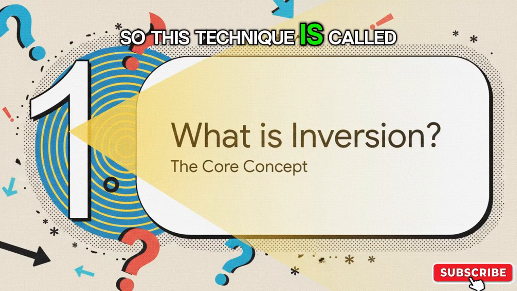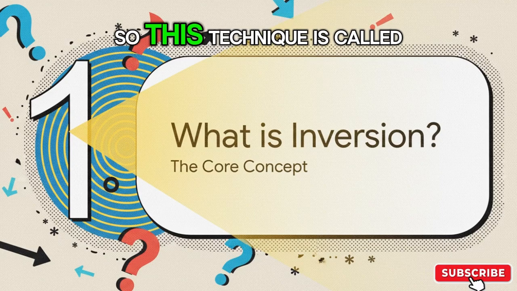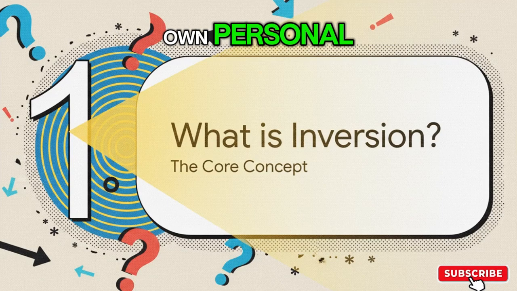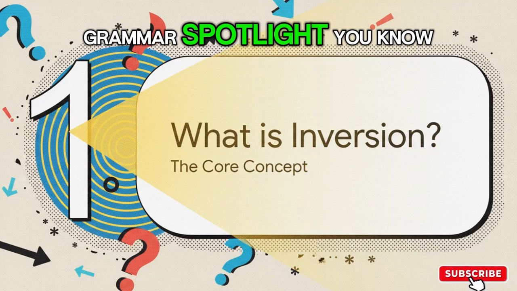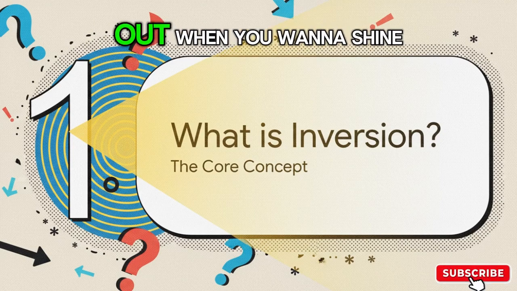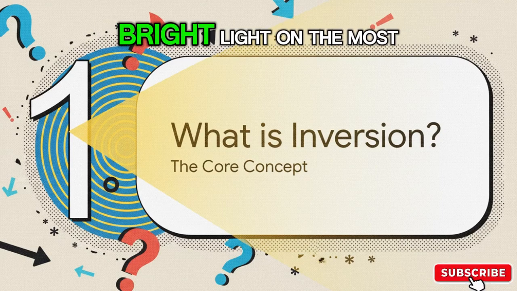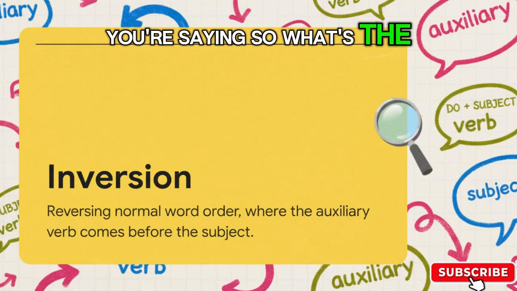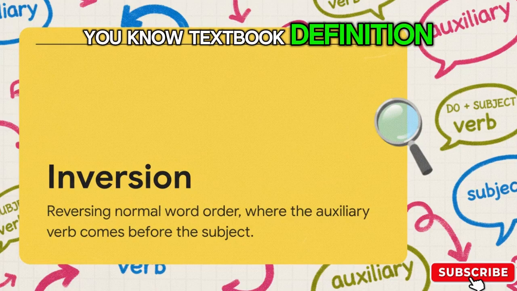So this technique is called inversion. And I want you to think of it as your own personal grammar spotlight. It's this tool you pull out when you want to shine a big, bright light on the most important part of what you're saying. So what's the official, textbook definition?